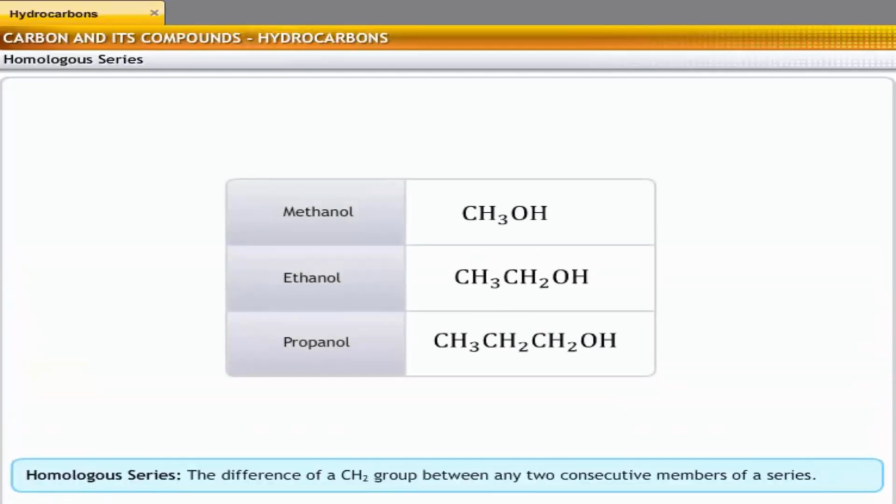Let's consider the family of alcohols. The functional group in alcohols is OH. Methanol with a molecular formula CH3OH, ethanol with a molecular formula CH3CH2OH, and propanol with a molecular formula CH3CH2CH2OH. We observe that the difference between methanol and ethanol, and between ethanol and propanol, is a CH2 group.